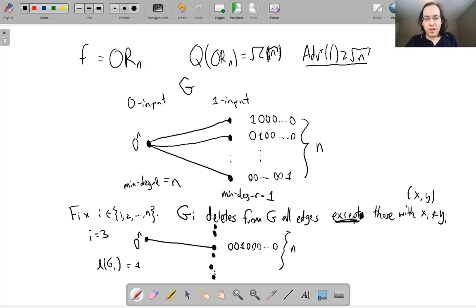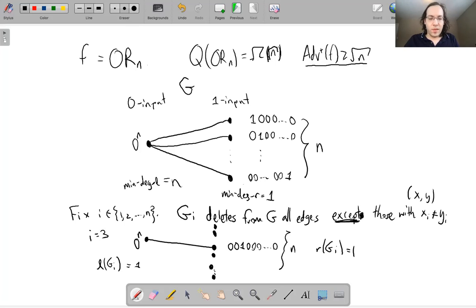And on the right, the degrees are 0 except for one string that's degree 1. So the maximum degree on the right is still 1. So R of GI is equal to 1. Okay, the maximum of the degrees here is 1.